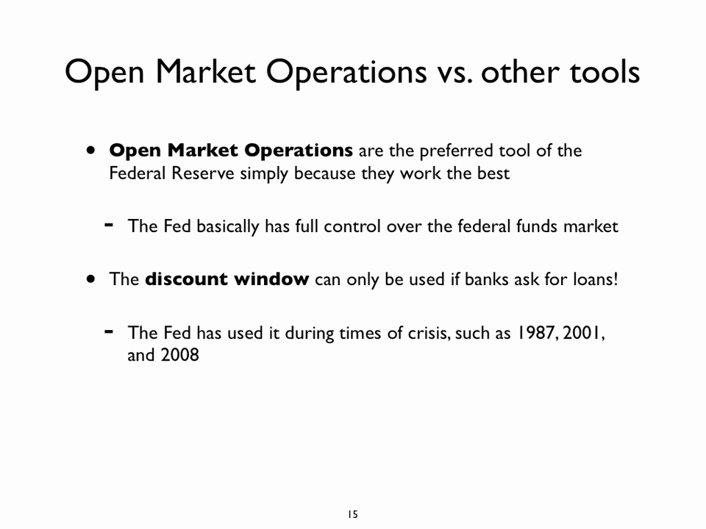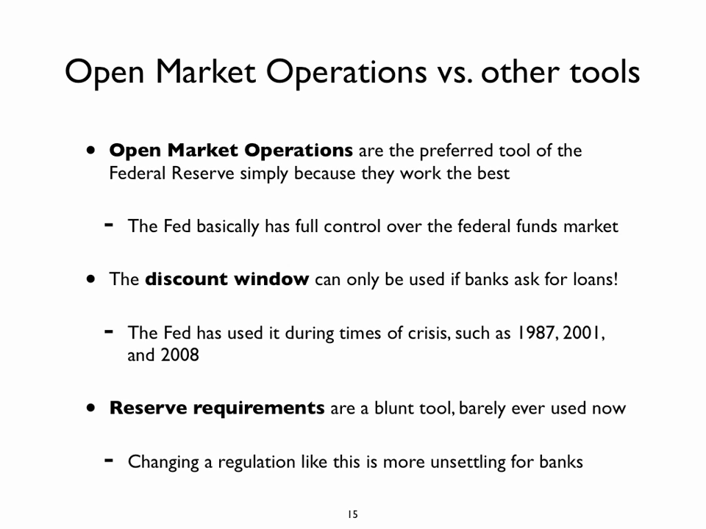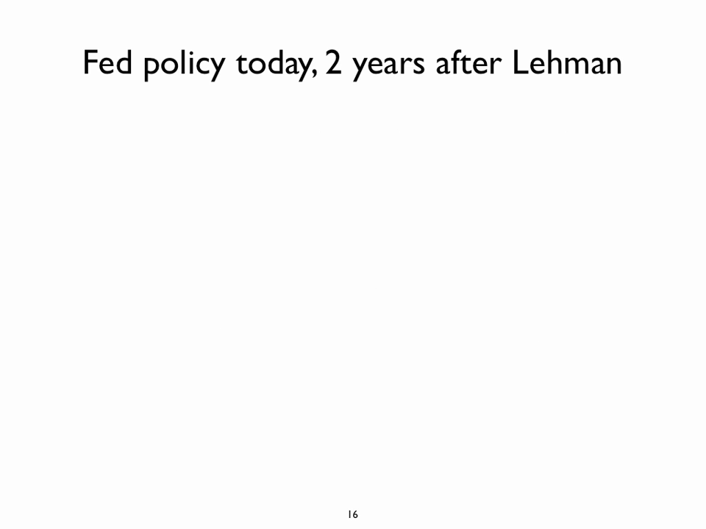The Fed has used the discount window during certain times of crisis, and that seems like it's happened quite a bit more recently, in the past, say, 2 to 3 decades. In 1987, when the stock market crashed, in 2001 during the tech bust, and again, of course, in 2008 during the Great Recession. Reserve requirements are a very blunt tool, and they're barely ever used now. And the argument is that they are more like a bank regulation, and changing them is a bit more unsettling for banks than changing the Fed funds rate through open market operations.